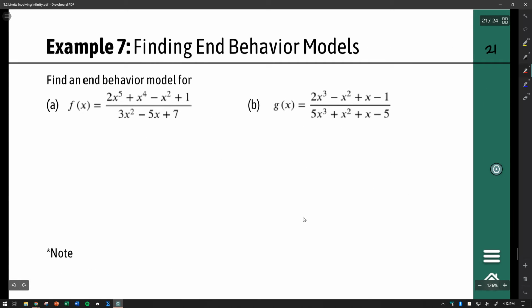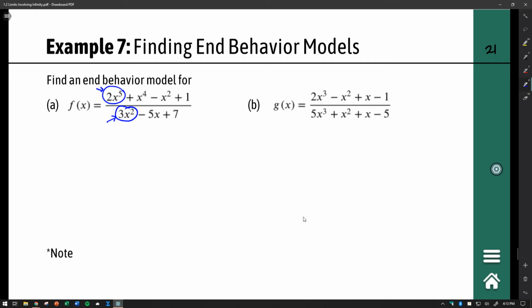Okay, so here's an example. Let's find the end behavior model for the function f of x equals 2x to the fifth plus x to the fourth minus x squared plus 1, over 3x squared minus 5x plus 7. So here's what I want to do. The polynomial on top in the numerator, the leading term is 2x to the fifth. So 2x to the fifth is the end behavior model for the top polynomial. And 3x squared is the end behavior model for the bottom polynomial.